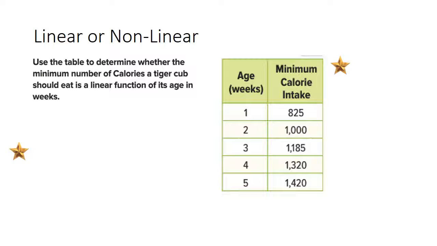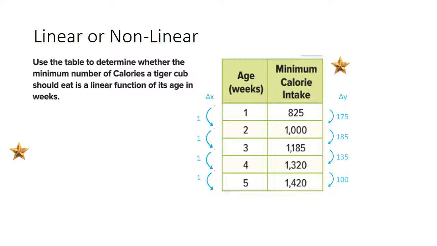This problem is just like the last problem, where we need to find the change in y divided by the change in x and see if all the changes are constant. The age would represent the inputs or x values, so the changes in x for this table are all 1. The minimum calorie intake would be the output values or the y values, so the changes in y would be first 175, then 185, then 135, and then 100.